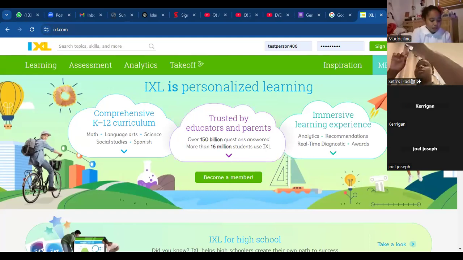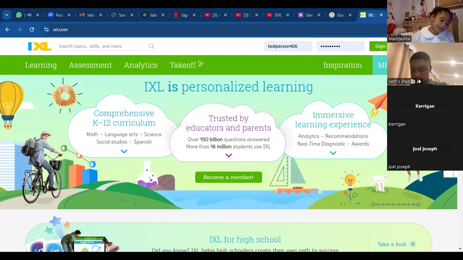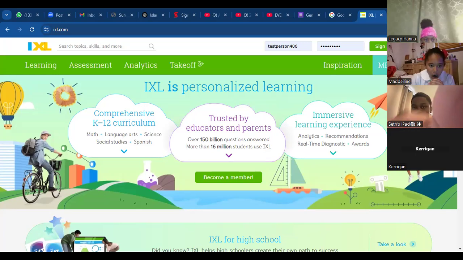I got 100 on the other quiz. I'm going on the third one. Take a screenshot of your work and send it to me, Joel. Yes, sir. Okay. Adaya, what is your smart score? My smart score is 95. 95. Madeline, what is your smart score?